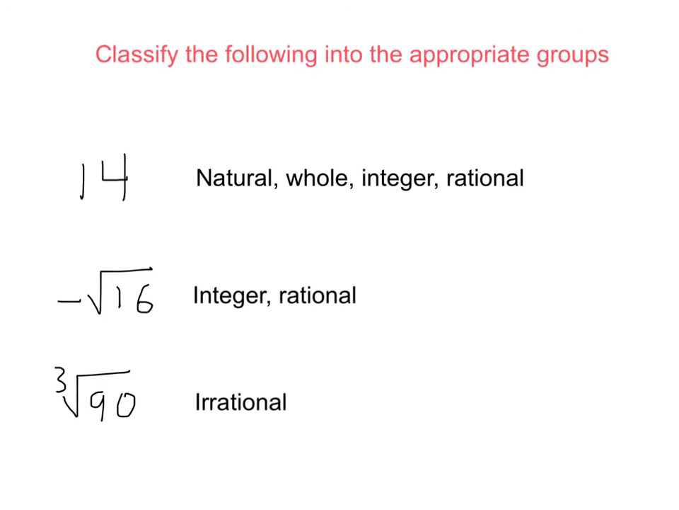There you go. 14 could be classified as a natural, a whole, an integer, and a rational. Negative square root of 16 would be an integer and a rational because it comes out to just -4. And the cube root of 90 is irrational. If you type that in on a calculator, you get a decimal that does not repeat or end.